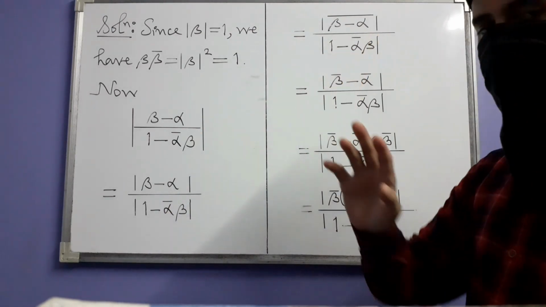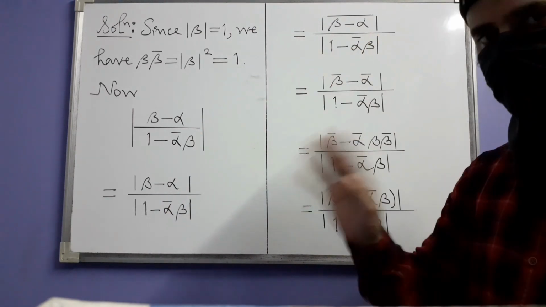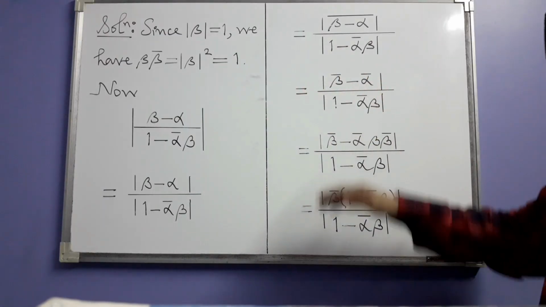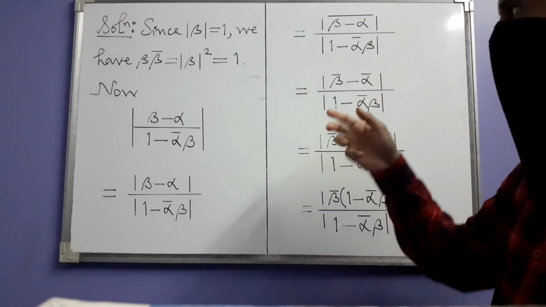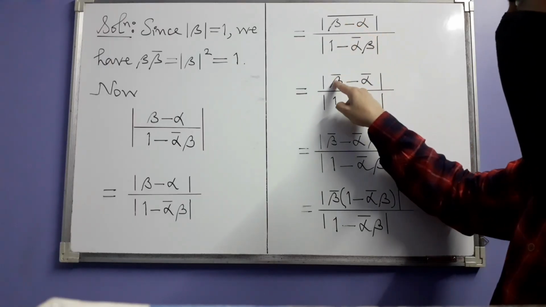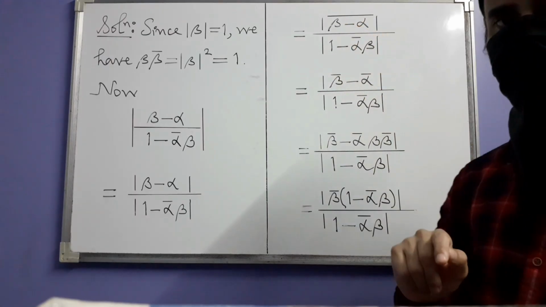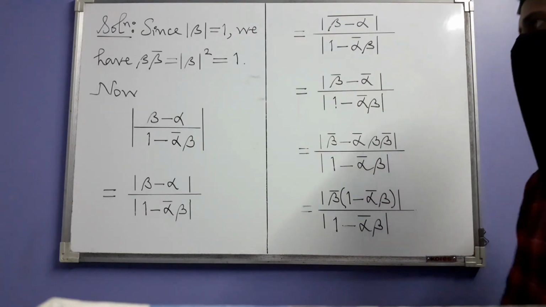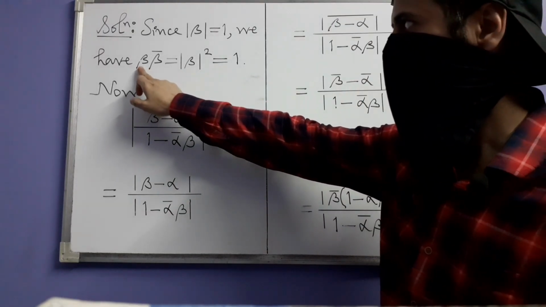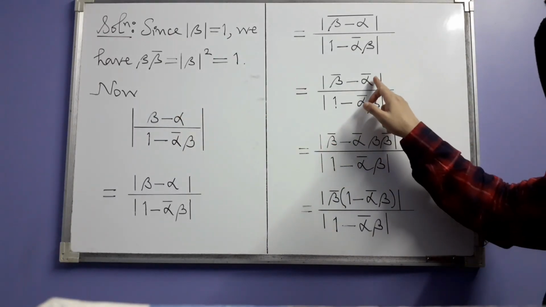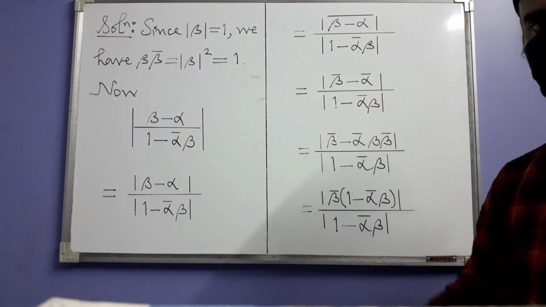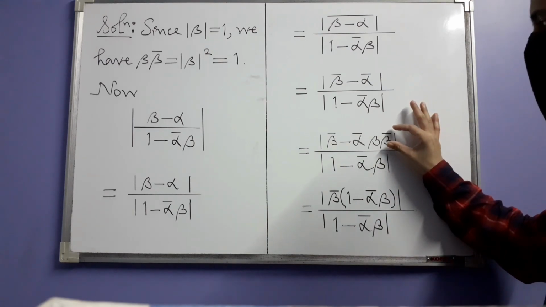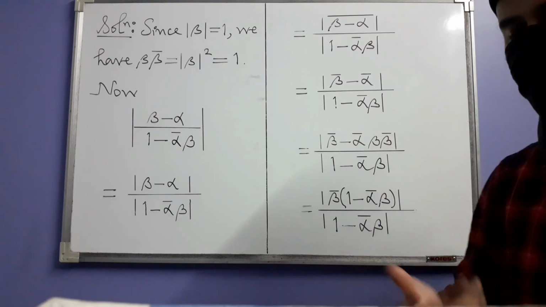The complex numbers are not necessarily the same, but their absolute values are the same, and the denominator stays as such. And then, by properties of conjugates, this gets distributed over the individual terms, beta bar minus alpha bar. And now here we are going to bring in beta beta bar, because here there is a 1, alpha bar times 1.